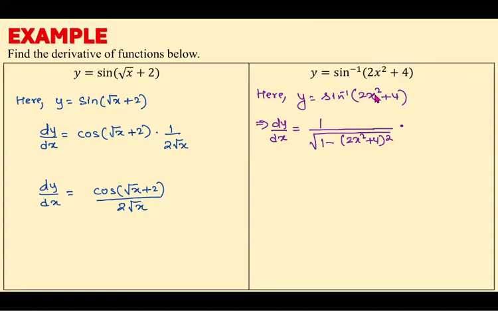I mean, is it 4x? For 2x squared plus 4, 2 times 2 is 4. So that's 4x. Now we can simplify that.